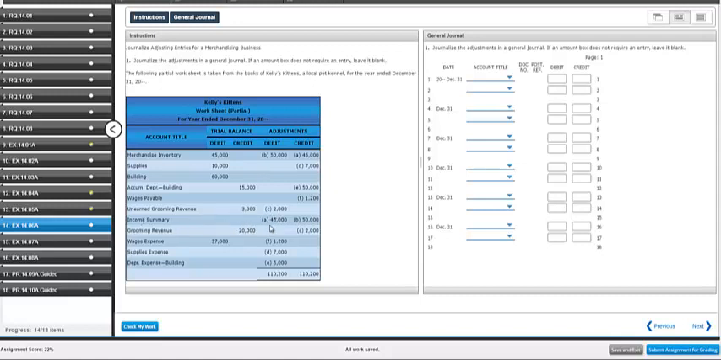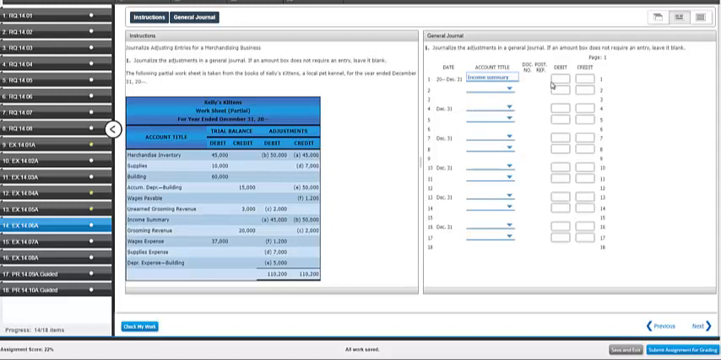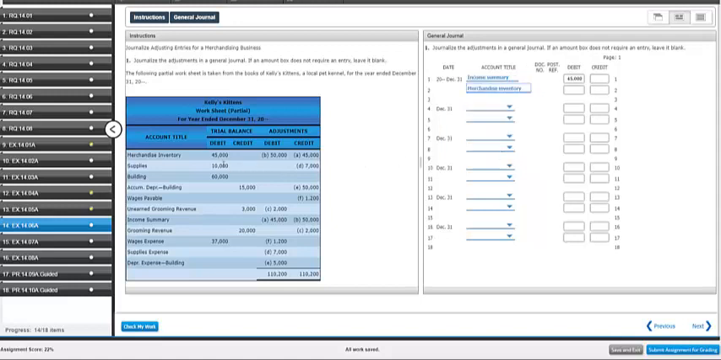So income summary is debited for A for $45,000, and then merchandise inventory was credited for A. Remember, in that entry we're removing the old balance. B is adding in the new balance. So we're going to debit merchandise inventory as shown here for $50,000, and then credit income summary as shown here for $50,000.